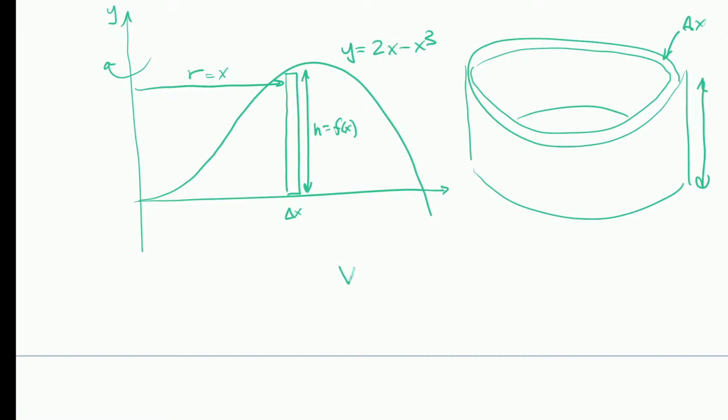And so the volume of this ring is going to be 2 pi times the radius times the height times delta x.